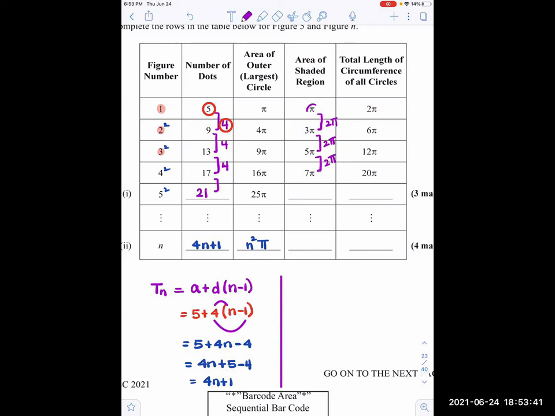The first term is pi. So we write in the formula again: A plus D into n minus 1. The first term is pi. The common difference is 2 pi. Multiply it and simplify it. Go ahead. Don't be intimidated by the pi. It's just a symbol. It could have been A, it could have been B, it could have been X.